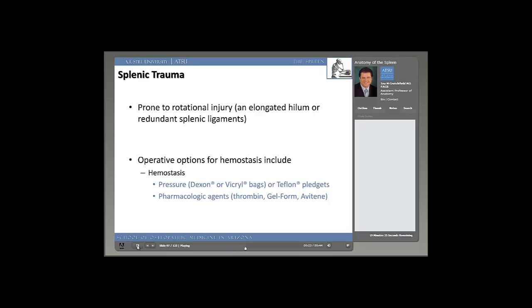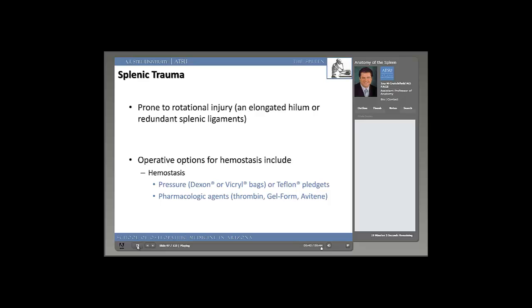Most of the time, however, we try to save the spleen. We sew it with Teflon pledgets. There's a slide of that coming up. And sometimes we'll put it in a bag of Vicryl or Dexon. This is what sutures are made of, and it absorbs with time. Most of the time, though, we resort to performing splenectomy.